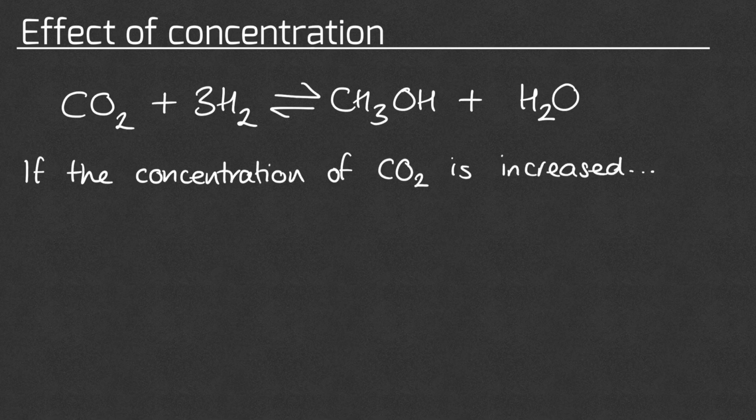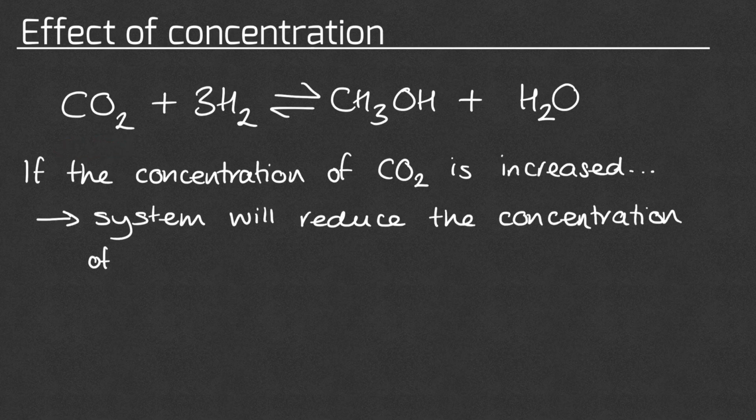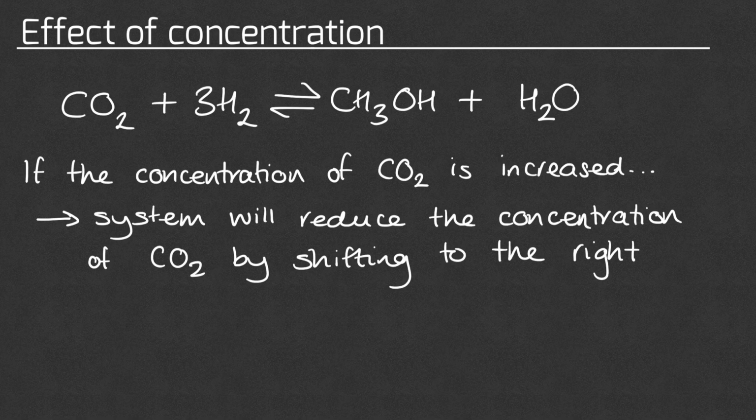So for this equilibrium here, if we increased the amount of carbon dioxide, the system will want to reduce the amount of carbon dioxide, and it will do this by shifting to the right. Because if we want to reduce the amount of carbon dioxide, we're going to make more of whichever side doesn't have carbon dioxide on. So if we make more of the right, we're going to make more methanol and water, therefore we would make less carbon dioxide and hydrogen.